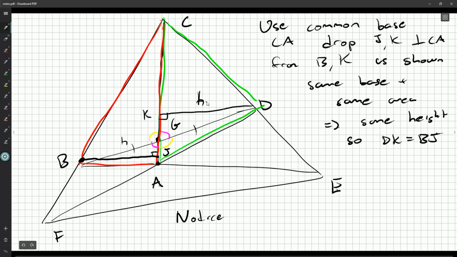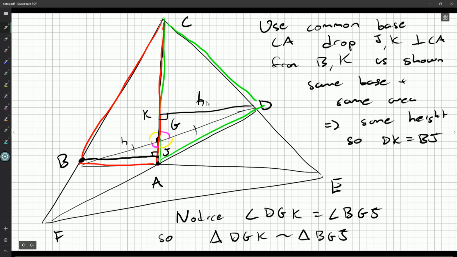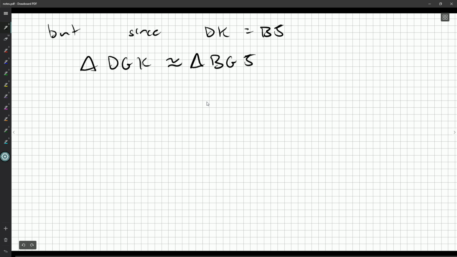Notice angle DGK is the same as angle BGJ. So these triangles are similar. But since we just showed DK has the same length as BJ, in fact, we have that DGK is congruent to BGJ.